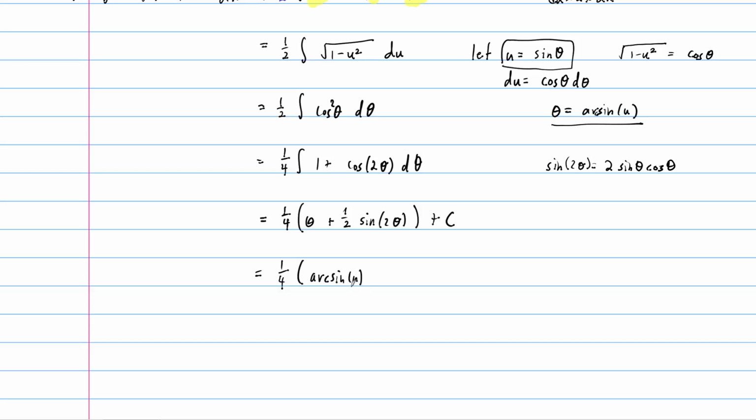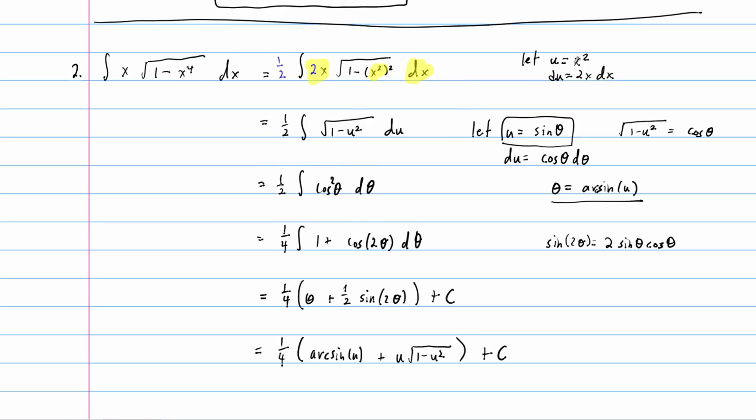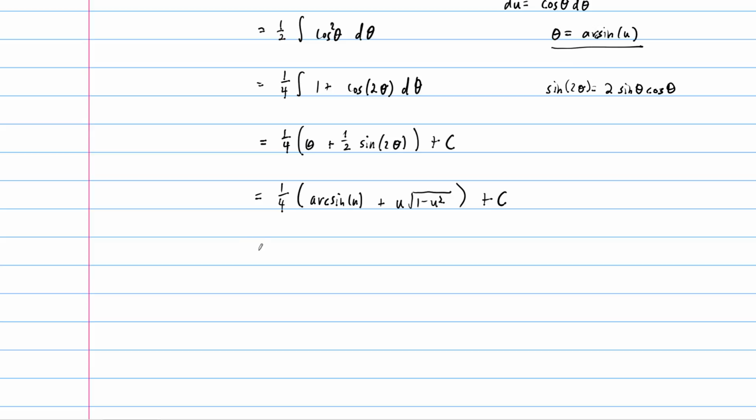We're not going to be done even after we do this, because we have to get x back in there, right? Plus, this is going to end up being sine of theta times cosine of theta. Well, sine of theta is u, cosine of theta is this, right? So that's going to be u times the square root of 1 minus u squared, plus c. And then again, very last step, get this x squared back in there. So we now learn that the antiderivative of x times the square root of 1 minus x to the 4th dx is 1/4 arcsine of x squared plus x squared times the square root of 1 minus x to the 4th, plus c. So there we go.